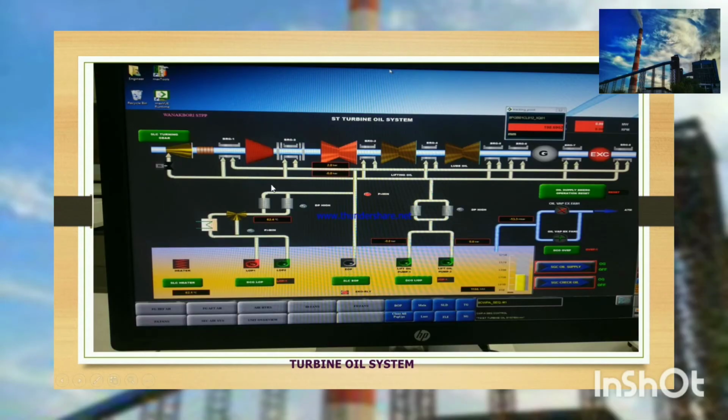It is the control room diagram of the main oil turbine system. Starting from this end, it is the hydraulic motor, HP turbine, IP turbine, LP1 turbine, LP2 turbine, generator and exciter. Between the hydraulic motor and HP turbine, there is bearing 1, and between HP turbine and IP turbine, bearing 2. Between IP turbine and LP1 turbine, bearing 3. Between LP1 and LP2 turbine, bearing 4. Between LP2 turbine and generator, there are bearing 5 and bearing 6. Between generator and exciter, there is bearing 7. And at the end of the exciter, there is bearing 8.